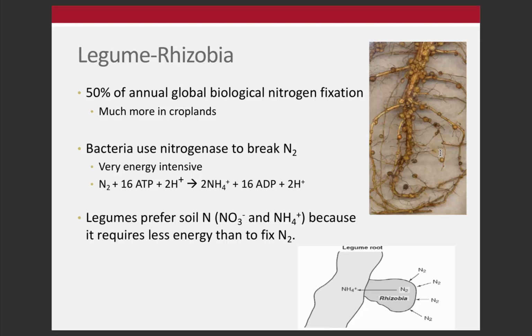All right, 50% of annual global biological nitrogen fixation is through this legume-rhizobia relationship. Here are some pictures of nodules on legume roots. If you've never seen them before, this would be considered loaded, a lot of nodules on these roots. And here's the rub. Bacteria, we talked about this with the Haber-Bosch process, but it's not particularly that different.